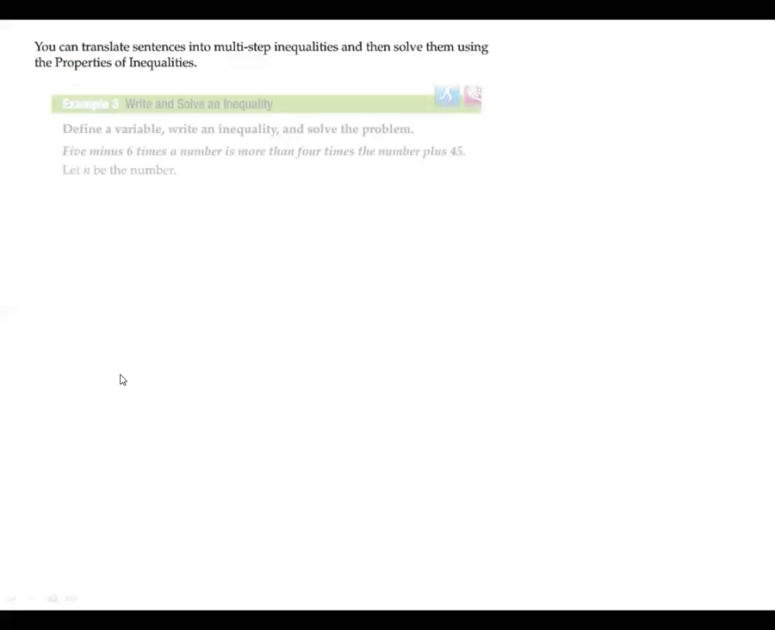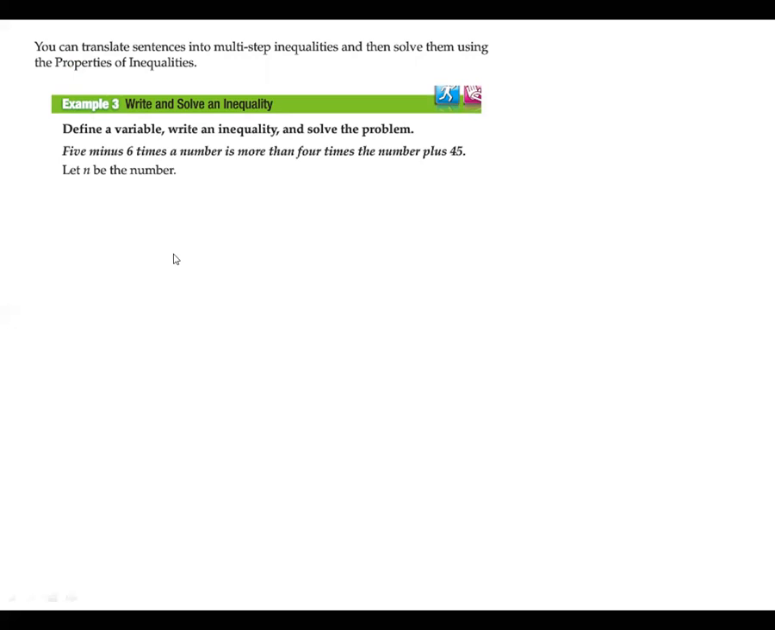All right, you can translate sentences into multi-step inequalities and then solve them using properties of inequalities. So here's an example. Define a variable and write an inequality to solve the problem. 5 minus 6 times a number is more than 4 times the number plus 45. Let n be the number. So 5 minus 6n is greater than 4n plus 45. Okay, so there's our inequality.